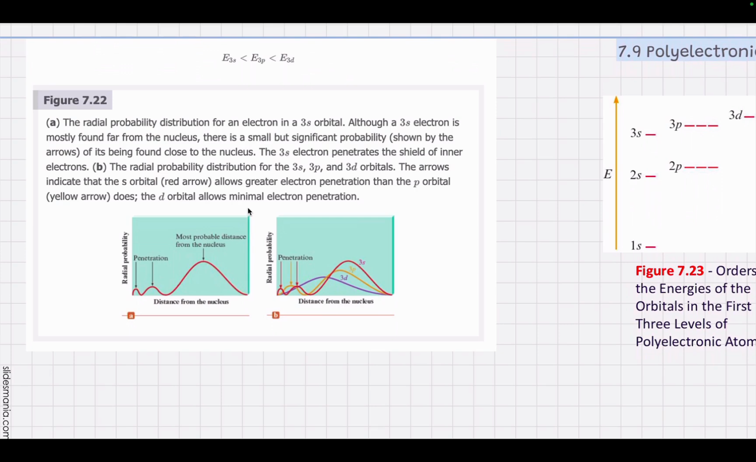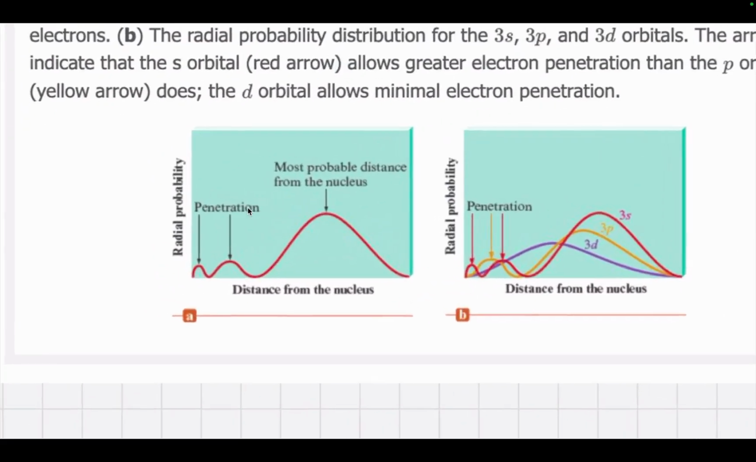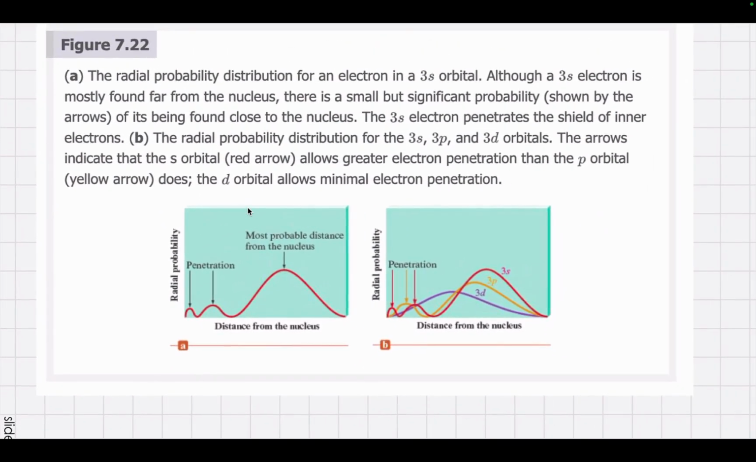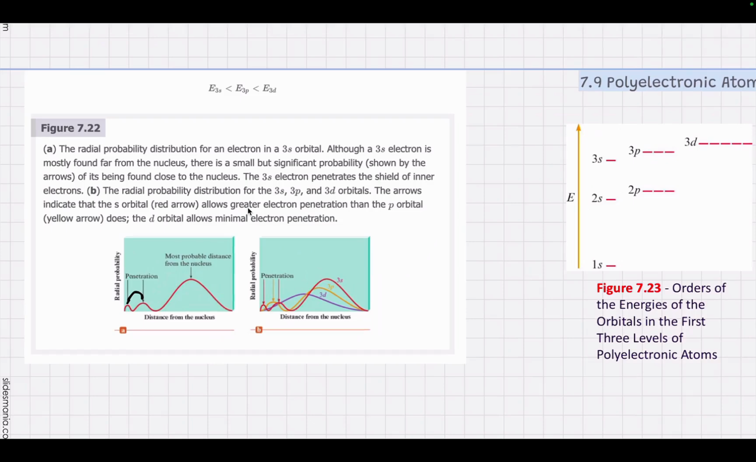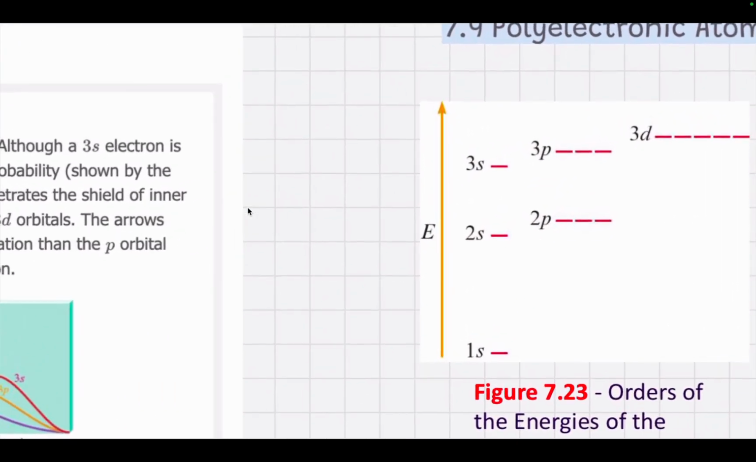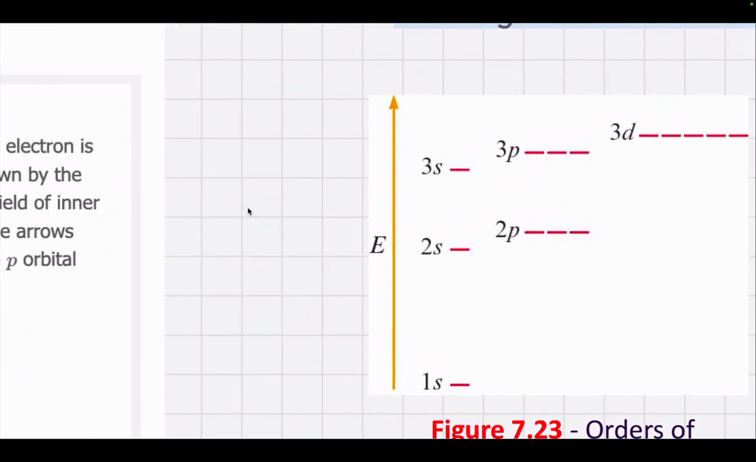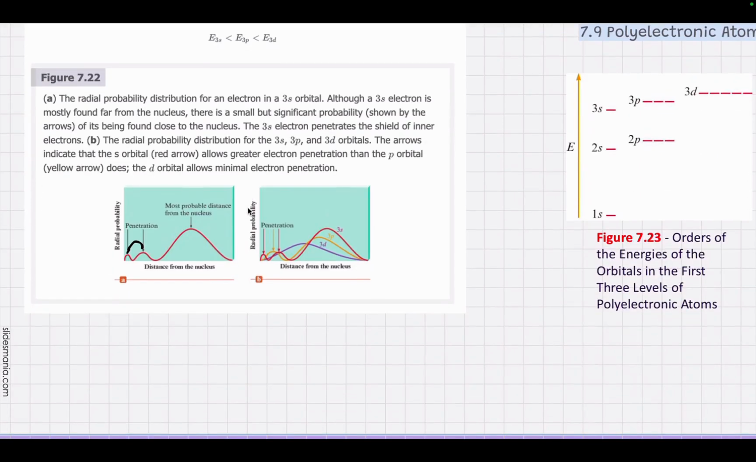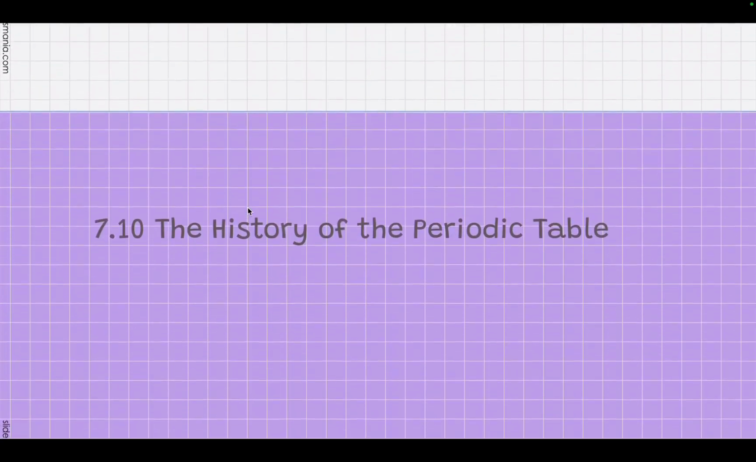That's kind of what this diagram A is trying to show you. So there's a couple times where the electron could, based on probability, be close to the nucleus. So if we look, what results is that the 3s is going to be lower in energy than the 3p, than the 3d. So I definitely would recommend that you read that section.